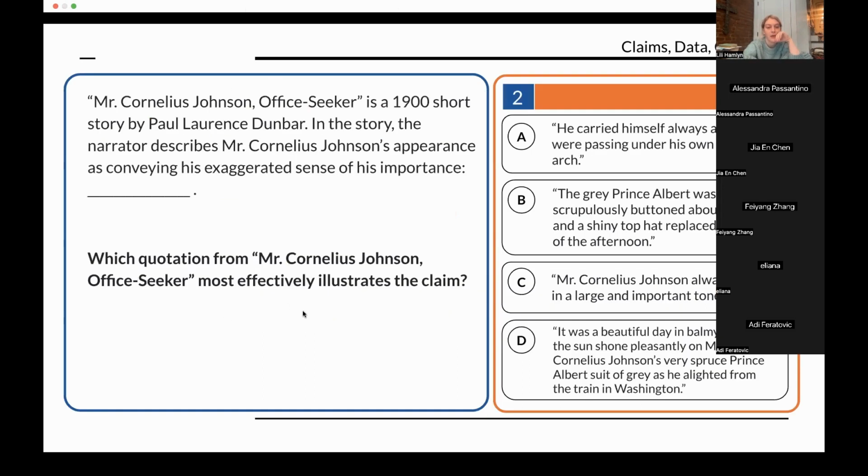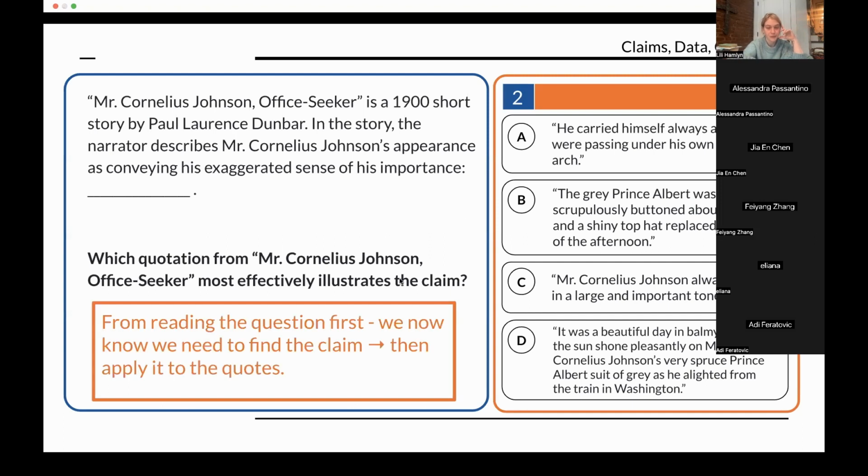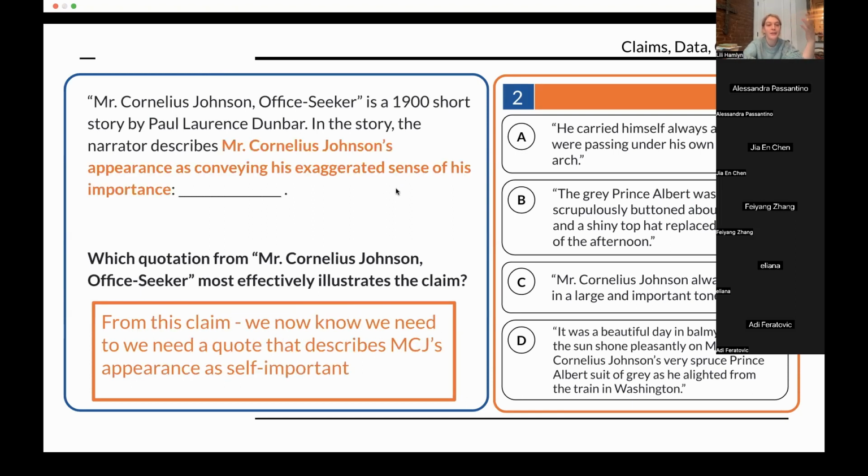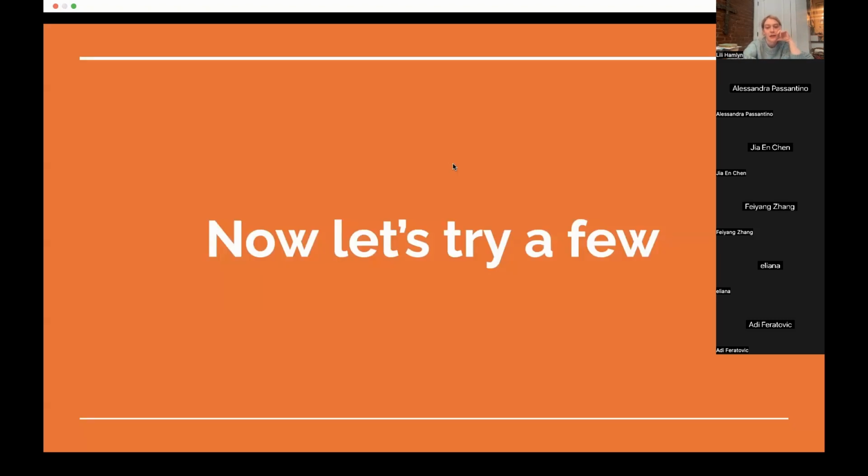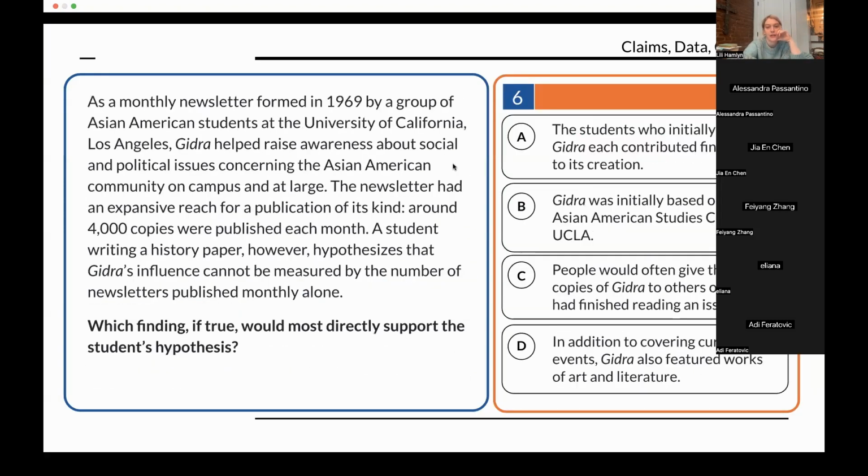Sometimes it's with quotes. We've been through this example before, but again, we read the question. So what quote would illustrate the claim? Yeah, we read the question first, and now we know we need to find the claim, then apply it to the quotes. So the claim here is Mr. Cornelius Johnson's appearance as conveying his exaggerated sense of his importance, and so then we know that he carried himself as if he was passing under his own triumphal arch. So that fits. Okay, we're going to skip through these because I want to do examples from actual SATs.